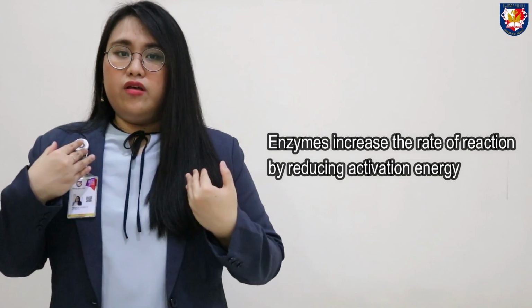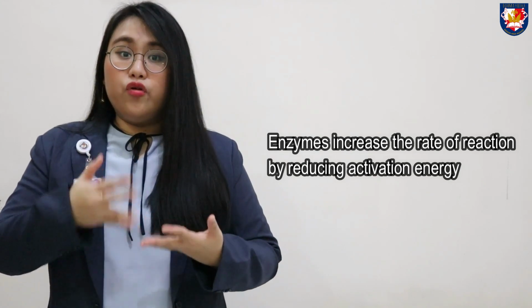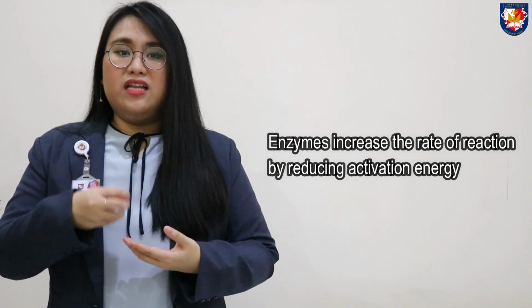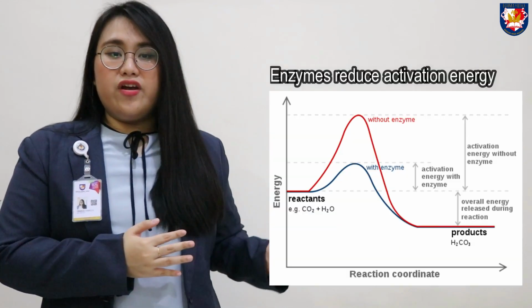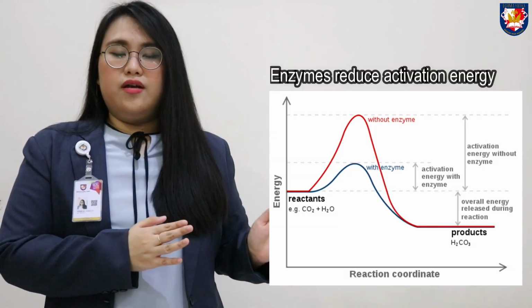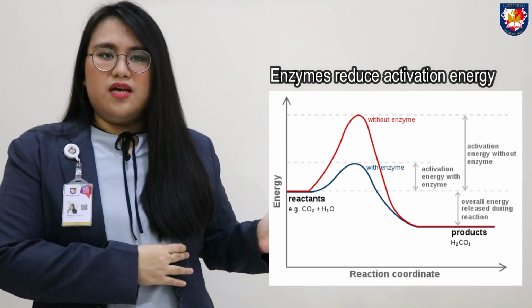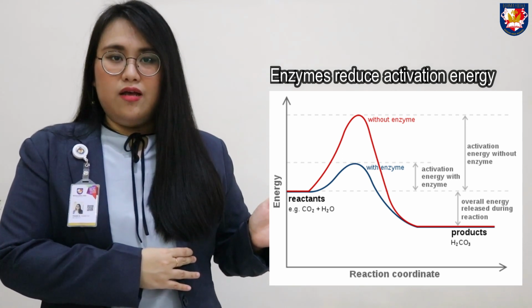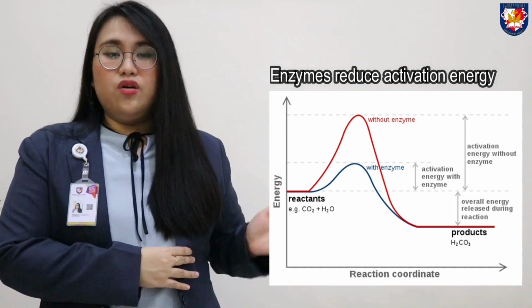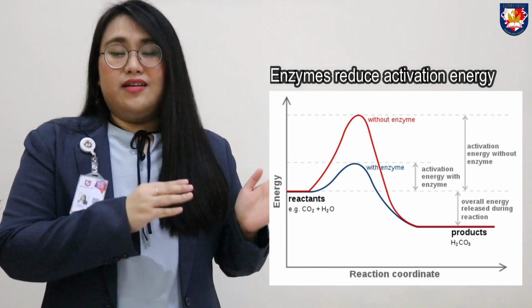So it means that the reactions that should occur at a higher temperature or with more energy can occur at lower temperatures or lower energy. Okay, let's take a look at the graph here to make it clearer. You can take a look at this graph in your textbook too. In this graph you can see that the reactions with the enzymes will occur with lower energy compared to the reactions that occur without an enzyme.